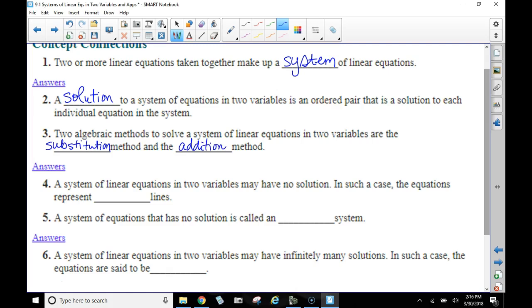Number 4, a system of linear equations in two variables may have no solution. In such a case, the equations are going to represent parallel lines. A system of equations that has no solution is called a blank system. What type of system? Inconsistent.